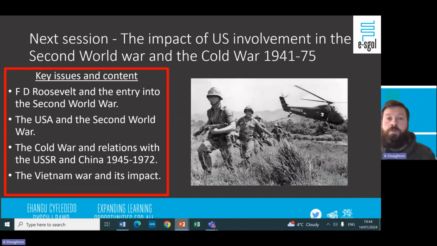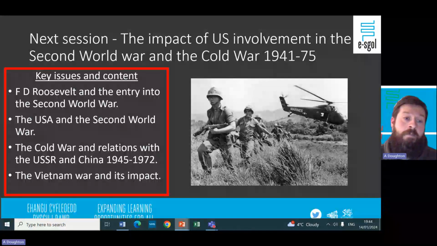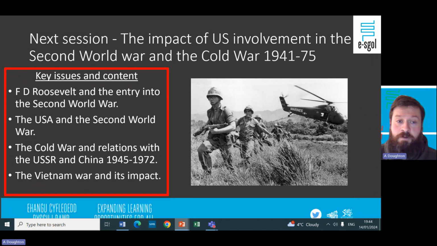The next session that we look at is the impact of US involvement in the Second World War and the Cold War between 1941 to 75. In this, I'll start off where I've left it today, and we look at entry into the Second World War, American involvement in the Second World War, the Cold War and relations with Russia and China between 1945 to 72, and then the Vietnam War and its impact.